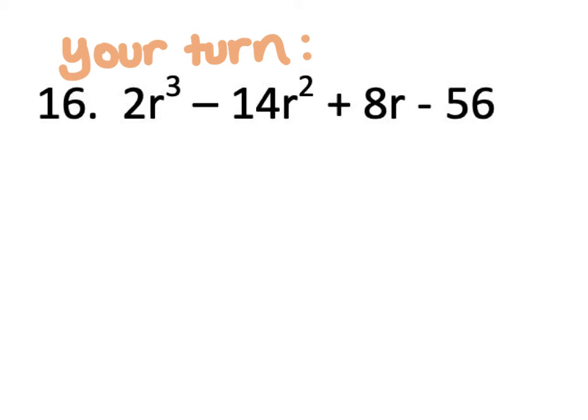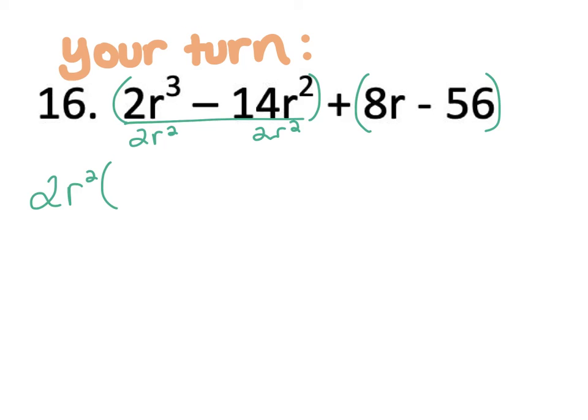I would like you to try this one on your own. When you're ready to check your answer, hit play. So I hope you began by grouping as a 2 and a 2. This time there's an addition sign, so you were able to just put your parentheses after it. Look for your GCF of the first binomial, which would be 2r to the second. Now you're going to divide each of these by 2r squared, which results in r minus 7.